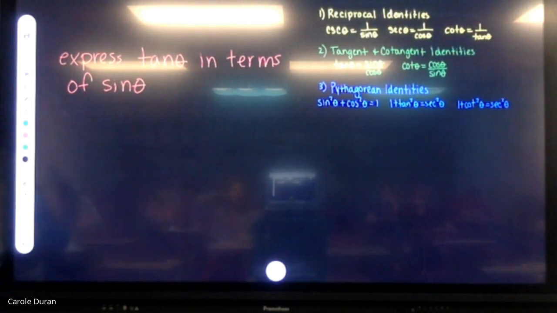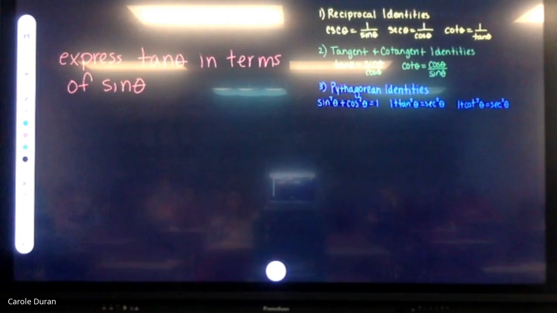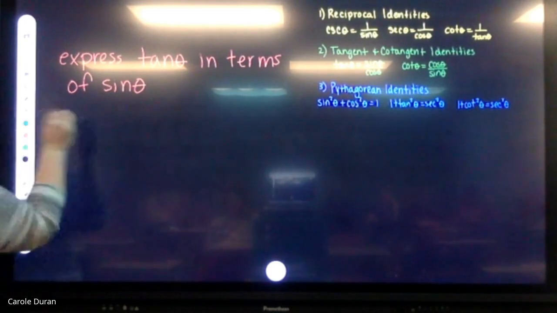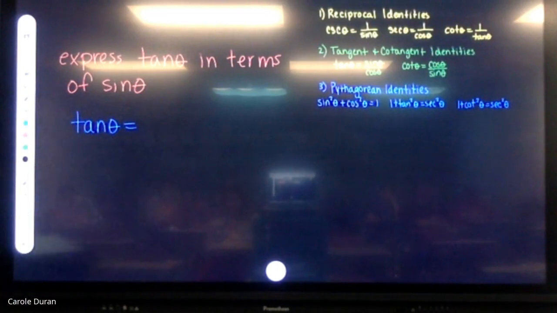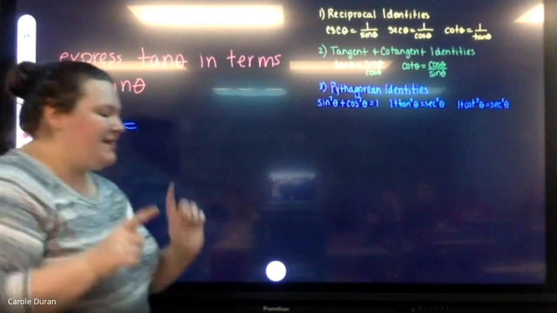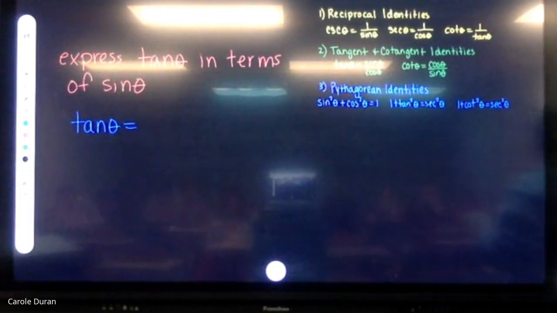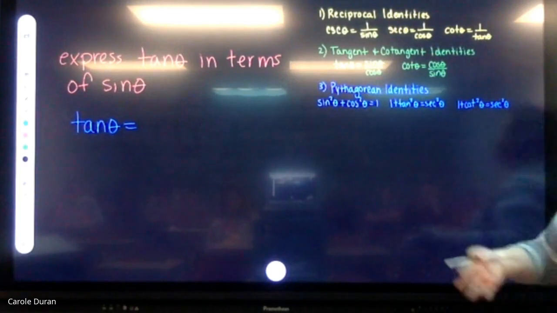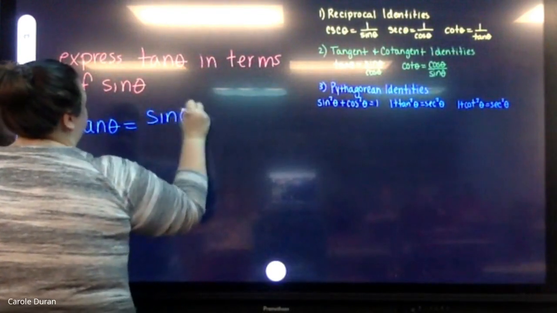So this means I want tangent equals, and then I want nothing but sines and whole numbers on the right-hand side. So I need to start with what tan is actually equal to. Any ideas? Well, I know it's 1 over cotangent, but that doesn't really help me because that's not sine. So do I have any identity that has tangent and sine in it? Tangent equals sine over cosine. So that's off to a terrific start because now I have a sine in there somewhere.